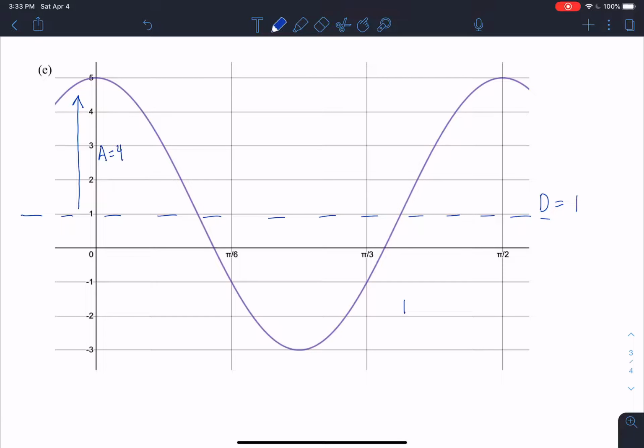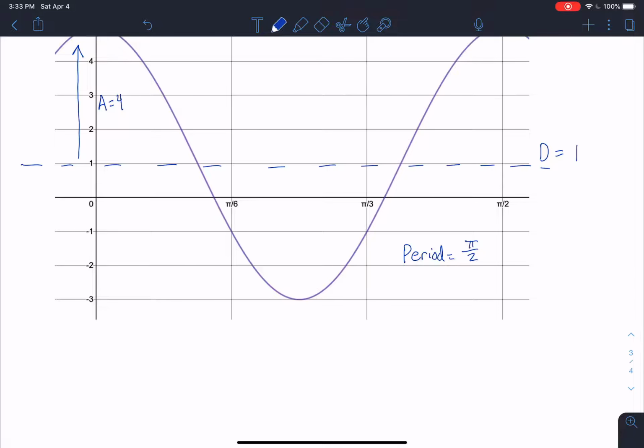Now your period, if I start here at 0, my period finishes at pi over 2. So that's a period of pi over 2. And then the B term, 2 pi over pi over 2, is going to be 4 pi over pi, and just 4.